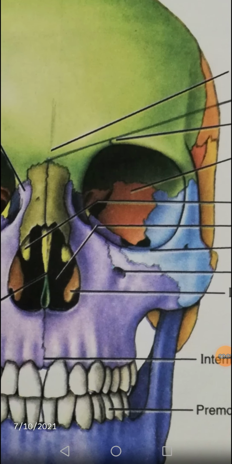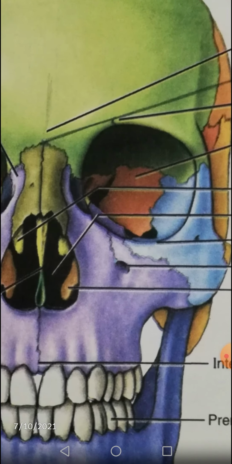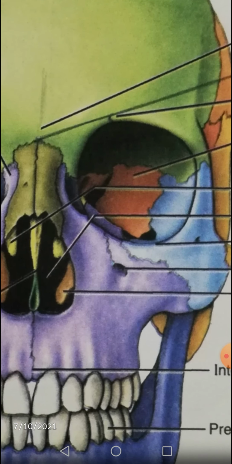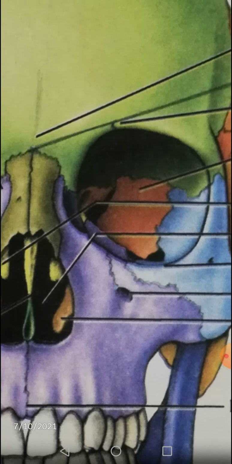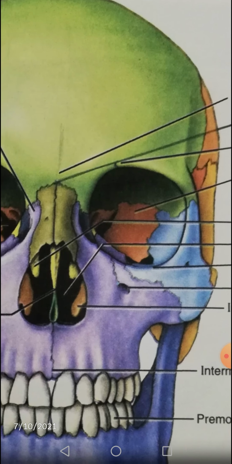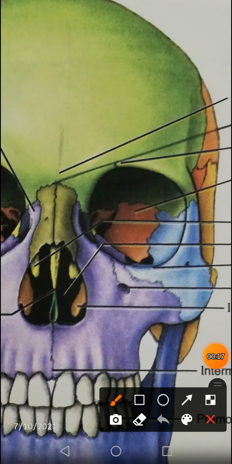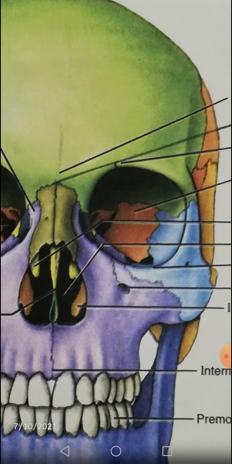Concentrate on the orbit, which is a pyramidal shaped cavity. Its apex is directed posteriorly towards the medial end of the superior orbital fissure, as you can see here. And its base shows four sides. Let me mark them. This is the roof, this is the floor of the orbit, this is the medial thin wall, and the lateral wall. Now we will learn them individually.